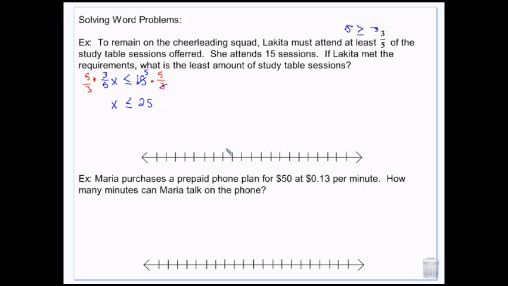You guys are okay, comfortable with graphing? We can probably skip the graph, right? Okay.